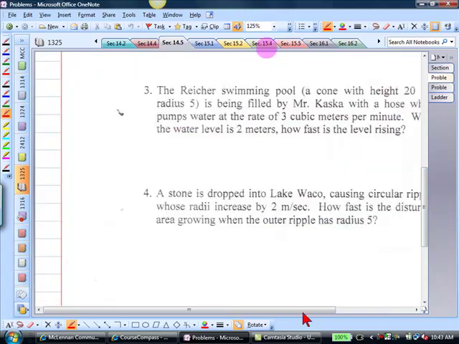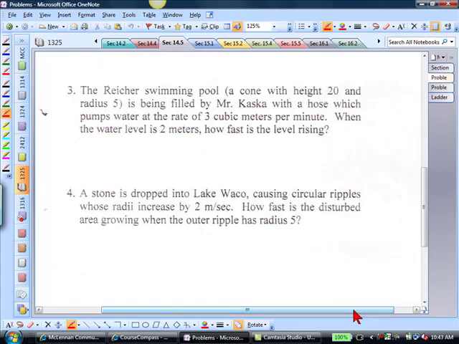A stone is dropped into Lake Waco, causing circular ripples whose radii increase by 2 meters per second. When you have a rock, you know how it does that. It has bigger circumference every time. How fast is the disturbed area growing when the outer ripple has a radius of 5? So maybe write down what you need out of that. What is increasing each time? The radius. So that rate is dr/dt. That's going to be what we're given.